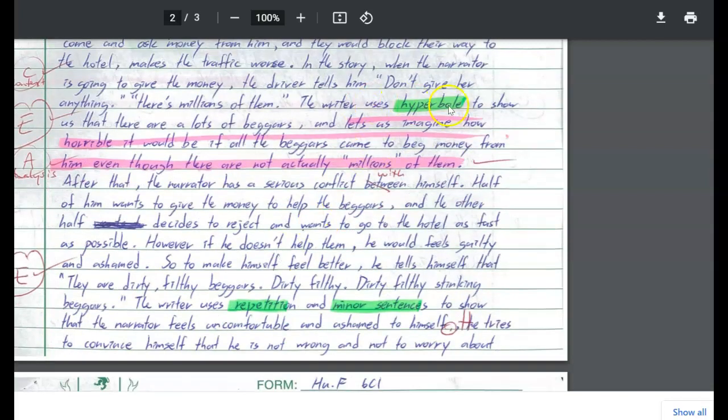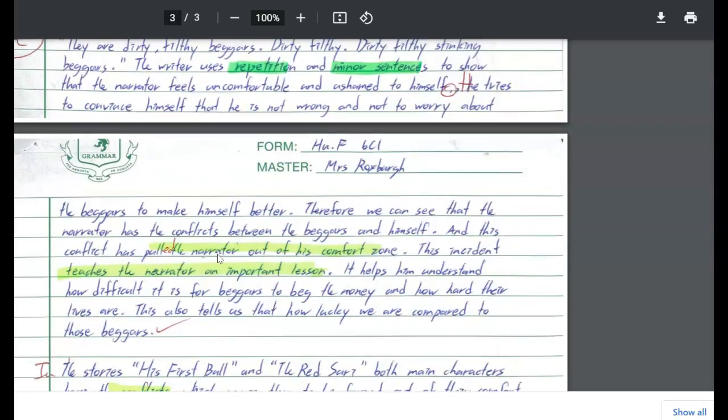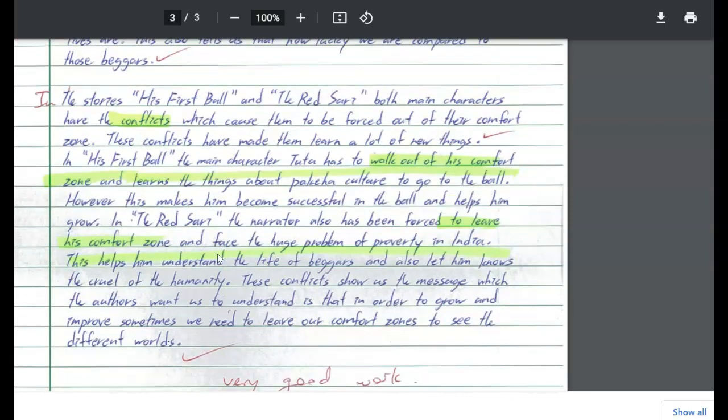And then he uses a hyperbole again for the third paragraph, which is fine because it's a different story. He also uses repetition and minor sentences. So it's a good essay. Read it through thoroughly to yourself and you will be able to understand how to answer 2 different questions.